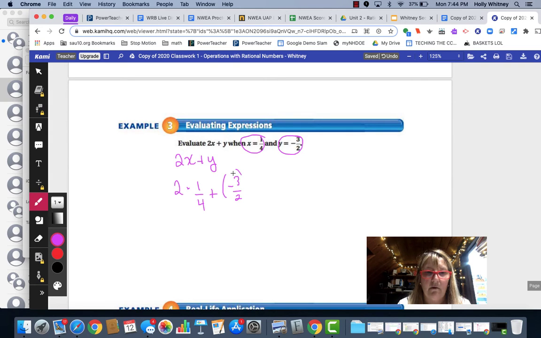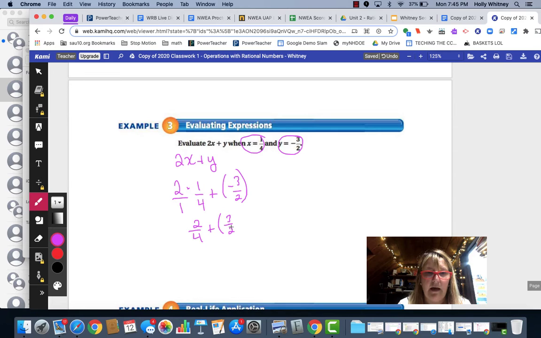Halves. Well, order of operations says I have to multiply first. And remember, when you're multiplying, you just multiply across. So 2 times 1 is 2. 1 times 4 is 4. Again, plus the negative 3 halves.